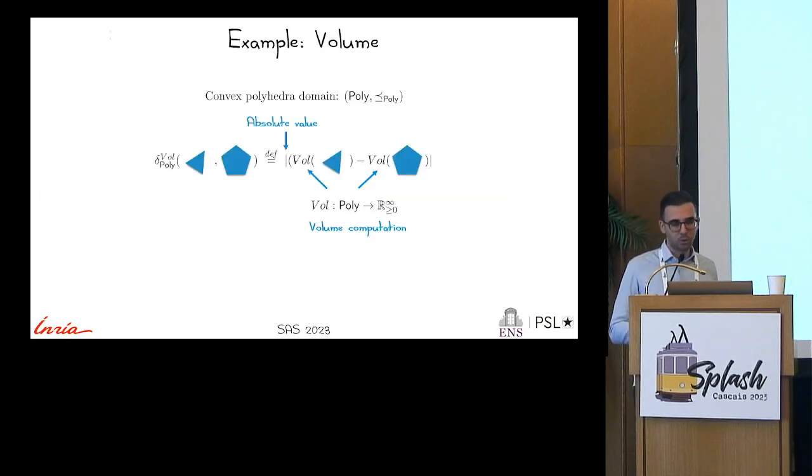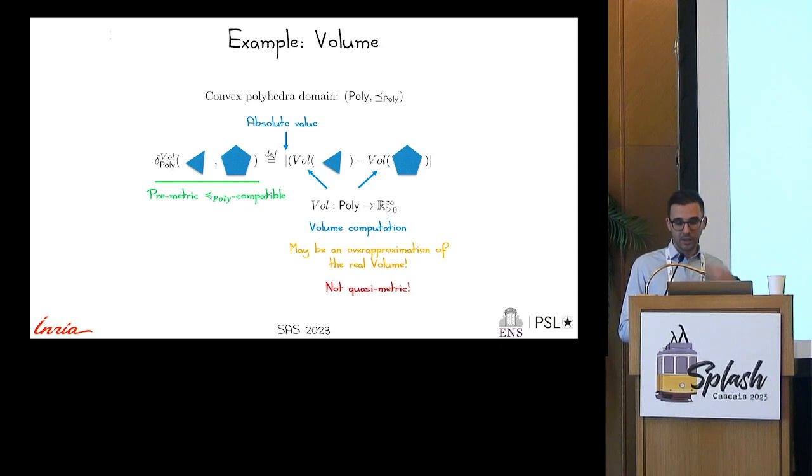As another example, suppose that we want to define a distance over the convex polyhedra domain. In this case, we can define, for example, the distance between two polyhedra as the absolute value of the difference between their volumes, where vol is a function that calculates the volume. This is a pre-metric compatible with the convex polyhedra domain. And here, thanks to the few axioms that a pre-metric requires, we can even over-approximate the real volume with this metric. So this may not be a quasi-metric.